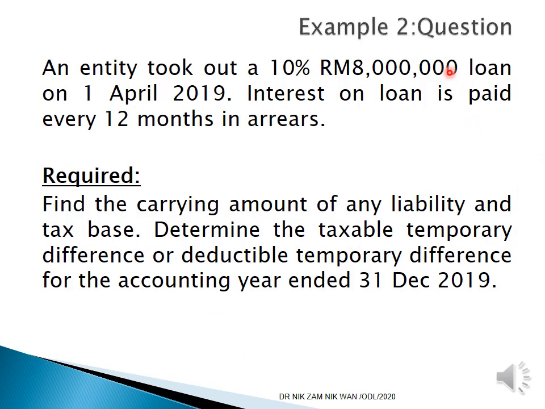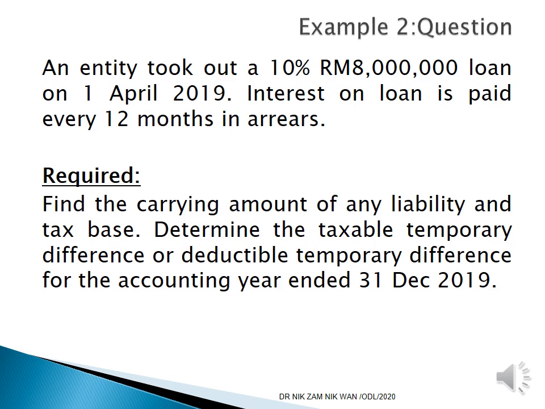For example number 2, we look into liability. An entity took out a 10% 8 million loan on 1st April 2019. Interest on the loan is paid every 12 months in arrears, meaning it is paid only after 12 months. Find the carrying amount of any liability and tax base, but this time for liability. Then determine the taxable temporary difference or deductible temporary difference for the accounting year ended 31st December 2019.